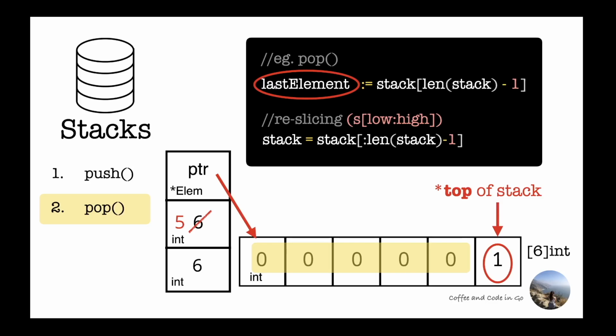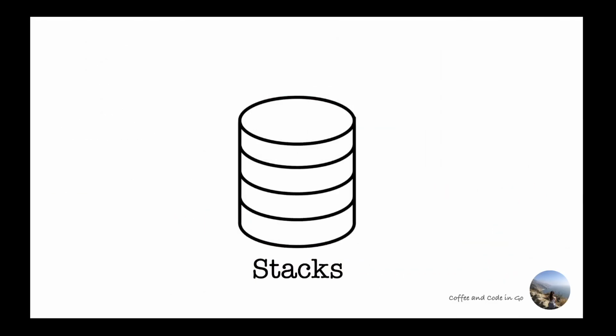Notice that behind the scenes, slicing does not copy the slice's data or create a new array. It simply creates a new slice value that points to the original array. This is why slice operations are as efficient as manipulating array indices. Now that we understand how implementing stack with slices work in Go, let's take a look at some stack applications.